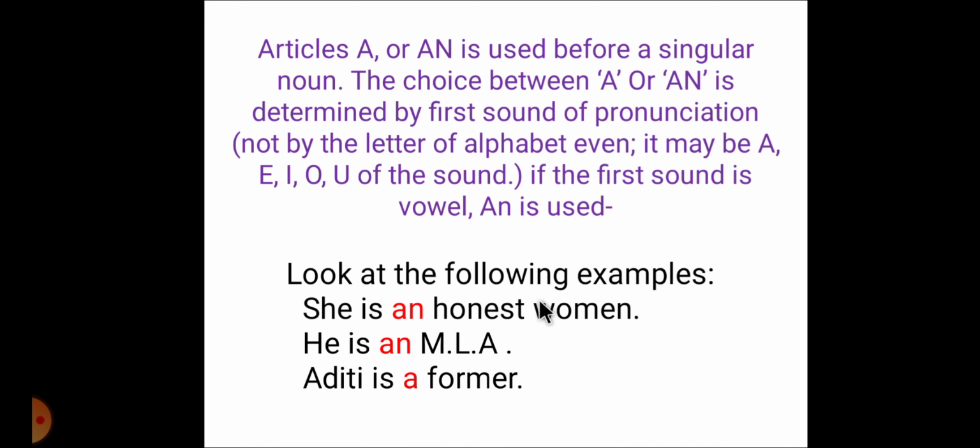Look at the following examples, we will come to know. She is an honest woman. Here the word begins with H, but that sounds like a vowel. Next, he is an MLA. That is M, it begins with the sound em. When we split the word, we will come to know. Then, Aditi is a farmer. Here we put the consonant sound, and it is singular, so a.